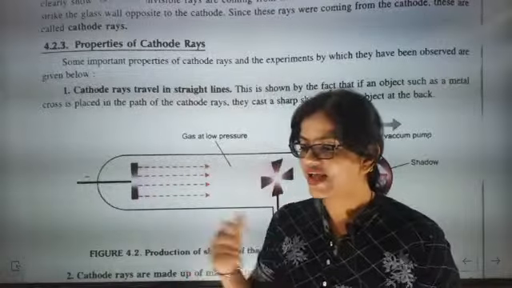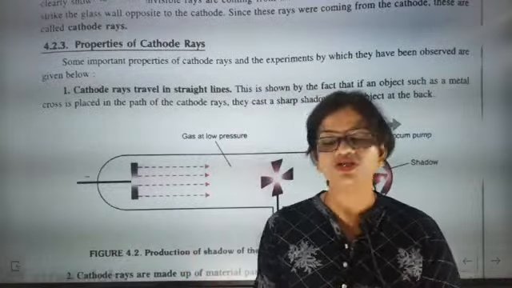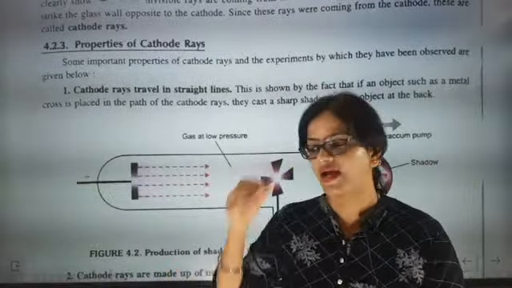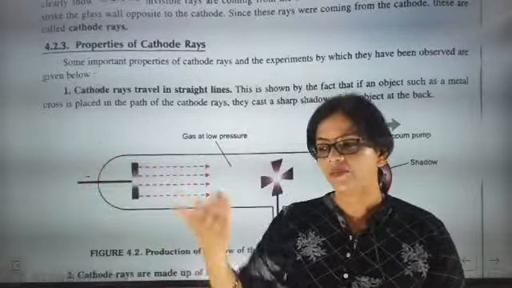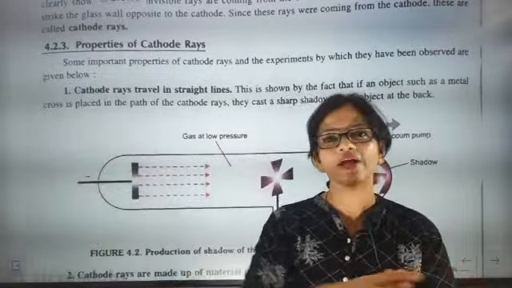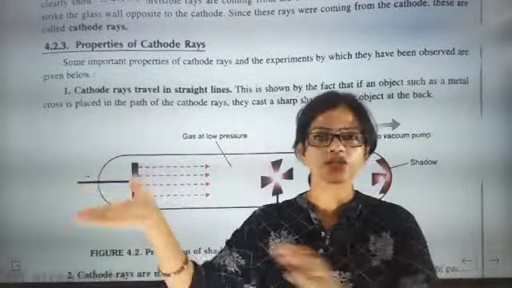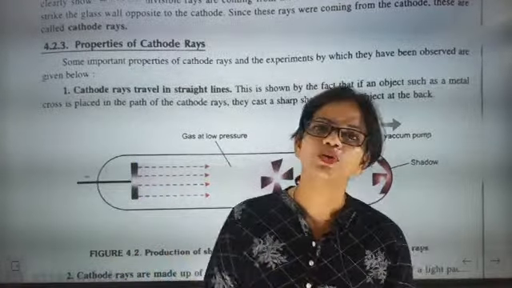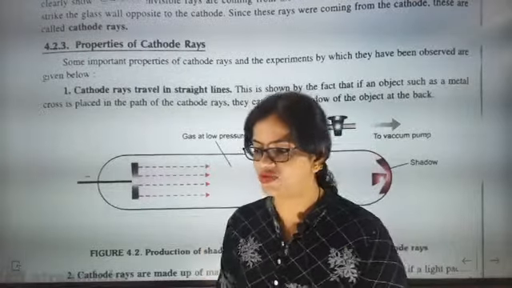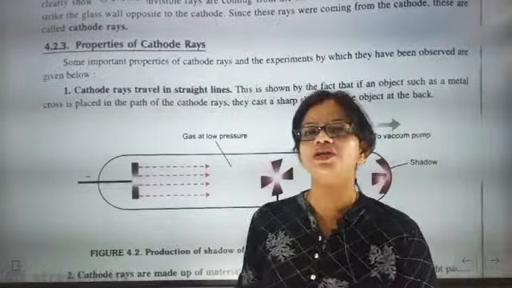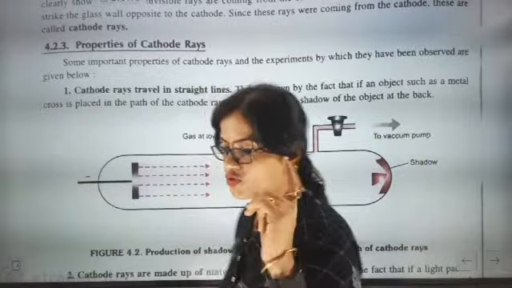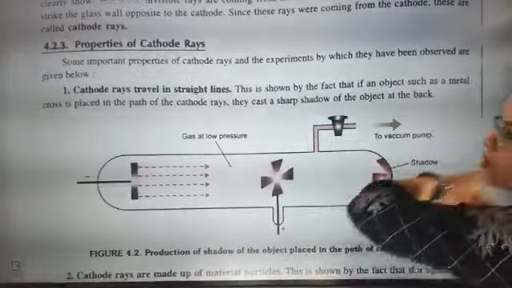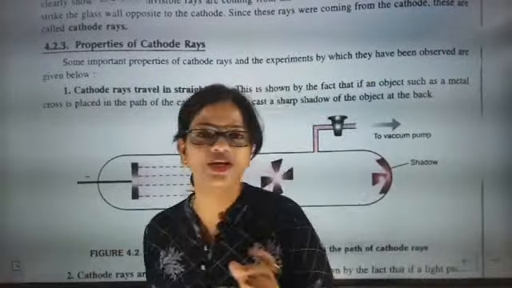So now our next work is to understand the properties of cathode rays. We came to know that some rays are coming out from the cathode and going towards the anode, and the name we have given to these rays is cathode rays. So there should be some properties of these rays. The first property we are going to talk about is that cathode rays travel in a straight line.